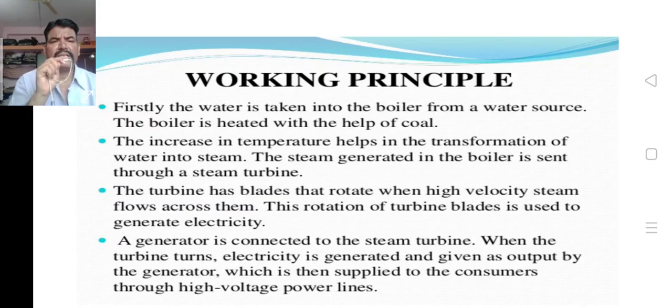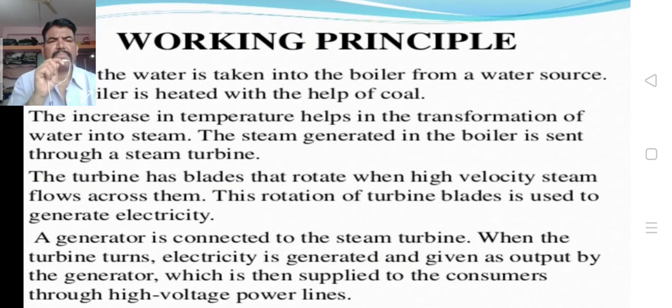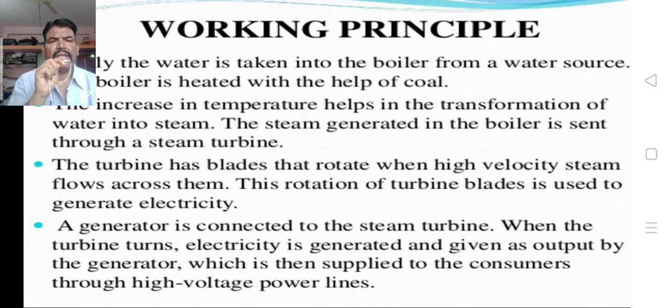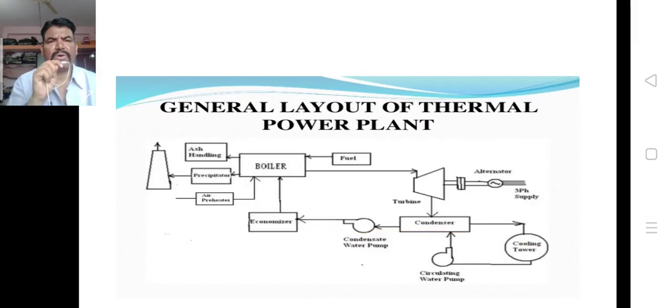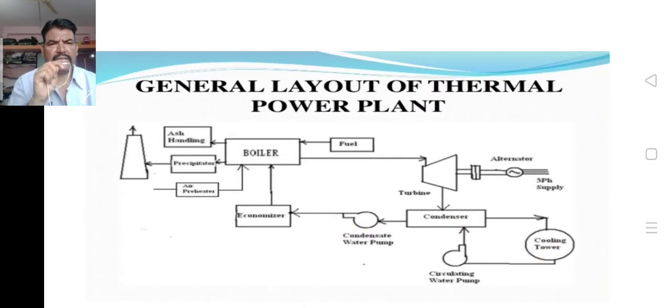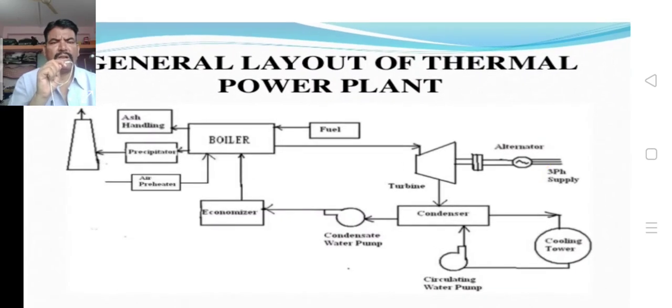A generator is connected to the steam turbine. When the turbine runs, electricity is generated and given out by the generator, which is then supplied to the consumer through high voltage power lines, that is HV power lines. Now this is the general layout of thermal power plant.